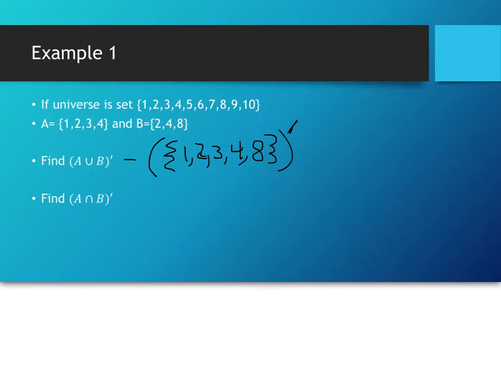So now I can take the complement of 1, 2, 3, 4, and 8. Well, there's no 5 in there, there's no 6 in there, there's no 7 in there, there's an 8, there's no 9 in there, and there's no 10 in there. So the complement of A union B is 5, 6, 7, 9, 10. All right. Now I want you to push pause and try to do the same thing for the intersection.